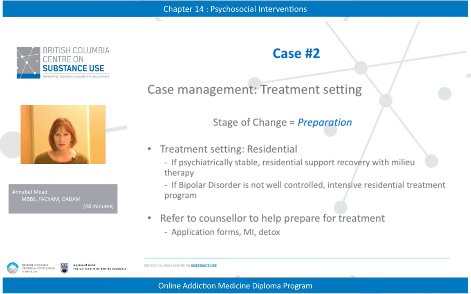The best setting for her, given that she is homeless and has a severe substance use disorder, would be a residential treatment setting. If she is psychiatrically stable, then support recovery with milieu therapy would be a good place to start. If, however, her bipolar disorder is not well controlled, she may be a better fit for intensive residential treatment program where she can access nursing and more formal medical care to help address her concurrent psychiatric disorder.